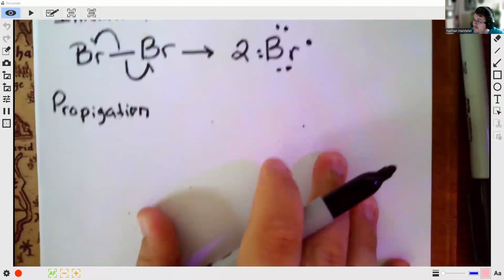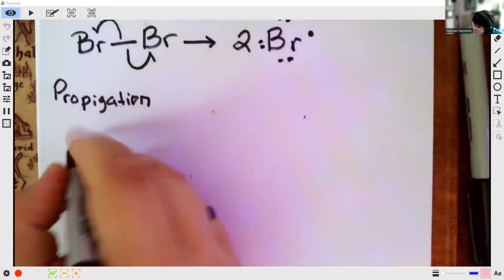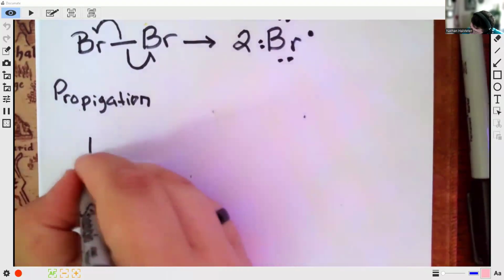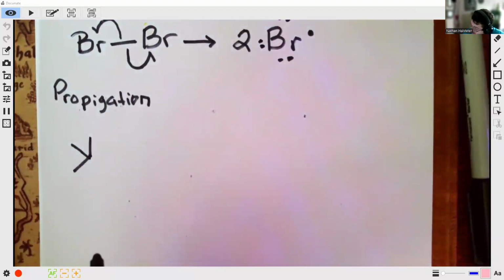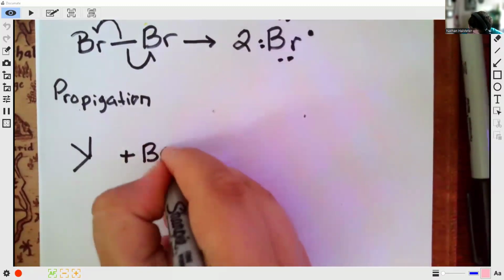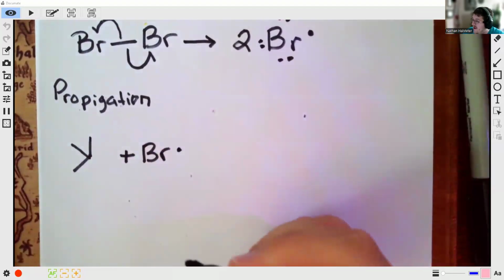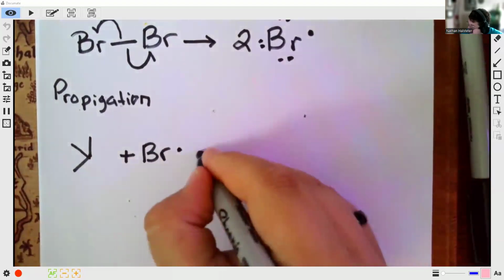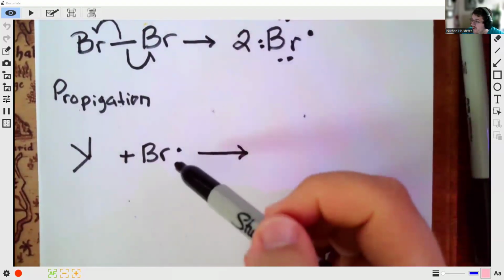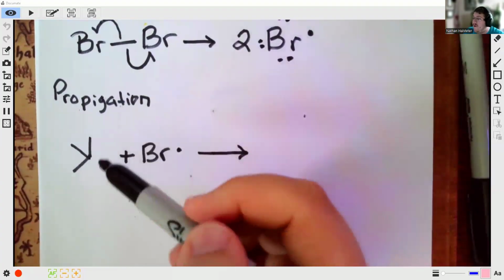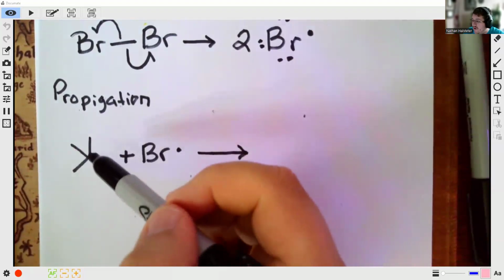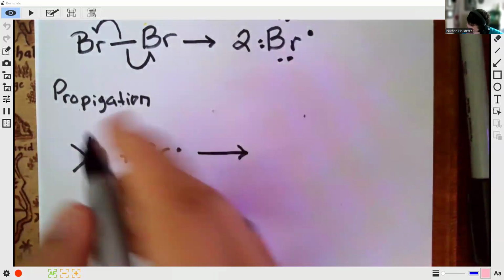For our propagation step, let's use a different material this time. Let's use this as our alkyl halide. We have this, and now we've formed a bromine radical. It could either couple with another radical, which if we did that, it would just go back to this, so no point there, or it could abstract a proton. Here we have a few different protons to choose from. Each of these methyl groups has 3 protons it could pull from, or this carbon here, it could pull from that one.